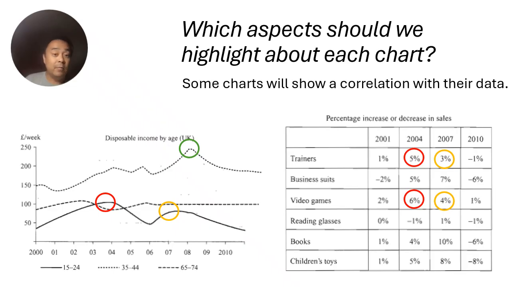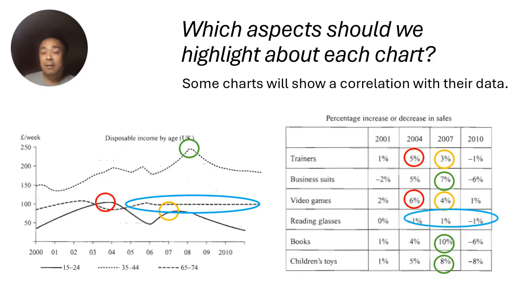How about the 35 to 44-year-olds? Well, they had a peak right over here in 2008. I see a peak here in business suits, books, and children's toys. If you have kids, you're probably going to be spending quite a bit of money on those kids. And for the older group, the seniors, well, there's almost no change. It's a consistent amount of disposable income. Well, that seems to correlate with a static or steady amount of sales for reading glasses. I think there's a correlation.